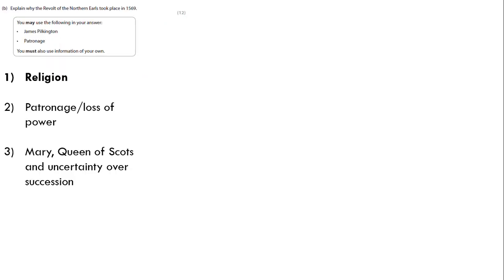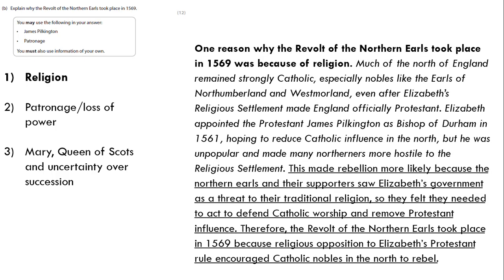So how would we structure these into paragraphs? Here's our religion paragraph. So in bold, clear reason why, italics, detailed knowledge, underlined analysis. So we have one reason why the revolt of the Northern Earls took place in 1569 was because of religion. Much of the north of England remained strongly Catholic, especially nobles like the Earls of Northumberland and Westmoreland, even after Elizabeth's religious settlement made England officially Protestant.